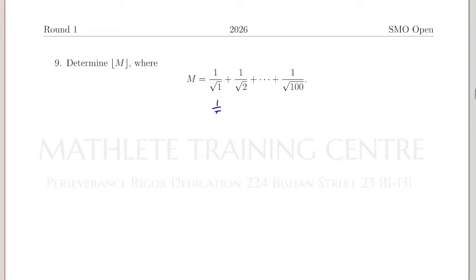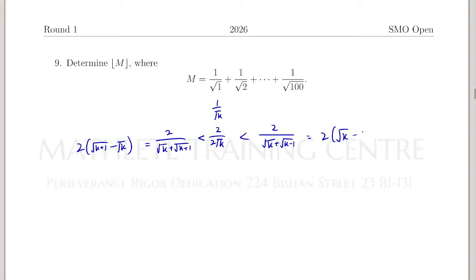The idea is that 1 over square root of k can be written as 2 over 2 square root of k, which can be bounded between 2 over square root of k plus square root of k plus 1 and 2 over square root of k plus square root of k minus 1. But the fact is that we can rationalize the two of them here. This is in fact 2 square root of k plus 1 minus square root of k. This is in fact 2 square root of k minus square root of k minus 1.